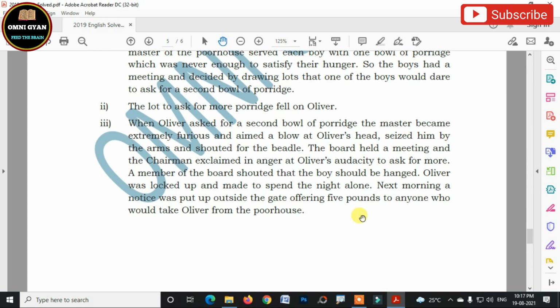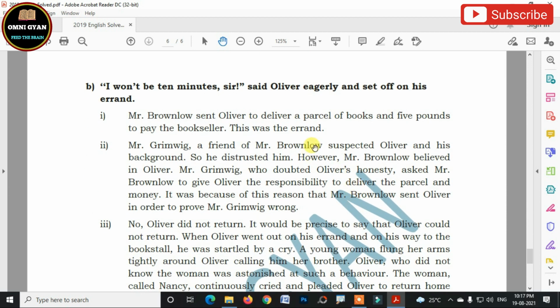Okay. Now here, I won't be 10 minutes, sir, said Oliver eagerly and set off on his errand. Now the scene here is when Oliver was taken by Mr. Brownlow to his house from Mr. Fang, the magistrate, from the court. Mr. Brownlow felt pity on Oliver and he took Oliver home. And then Mr.